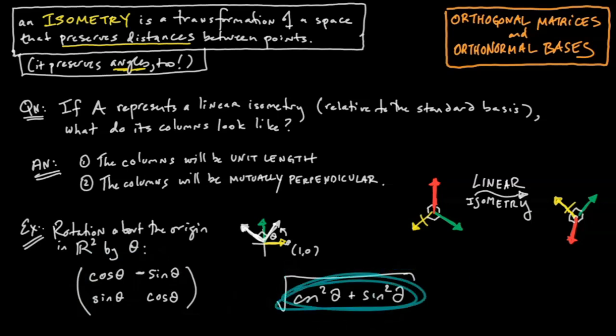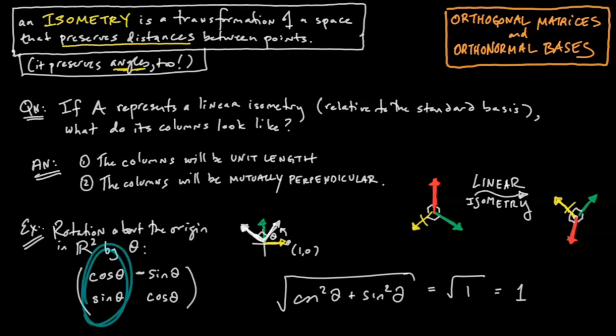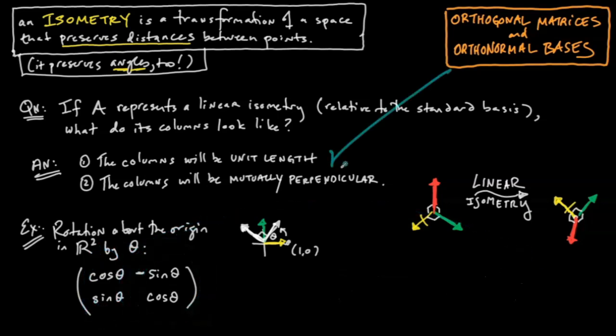But the sum of the squares of the components, cosine squared plus sine squared, is of course 1, and the square root of 1 is 1. So yes, that first column has unit length. Same story for the same reason with the second column. Good. Is it true that the columns are mutually perpendicular?